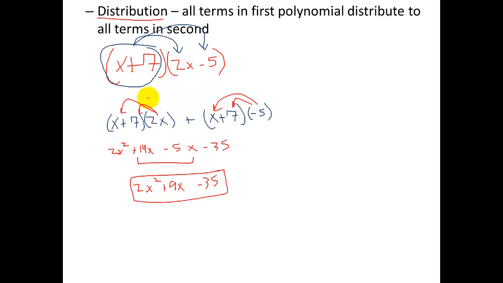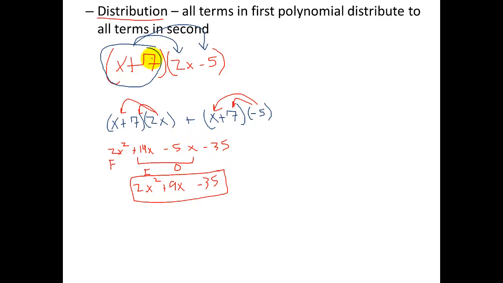But more importantly, once you do this, you should realize that this term right here was my first times first. This term right here was my inside times my inside, so we'll put a little I right there. This term right here was the last times the first, which is the outside pieces.